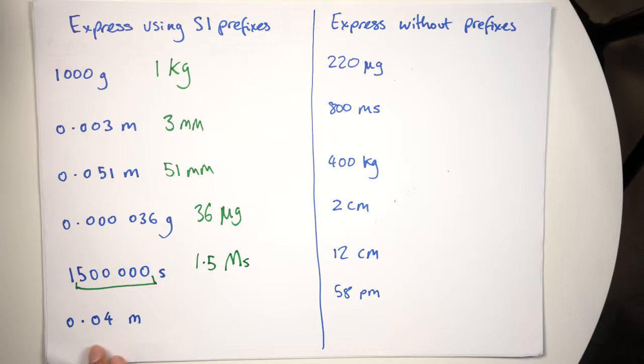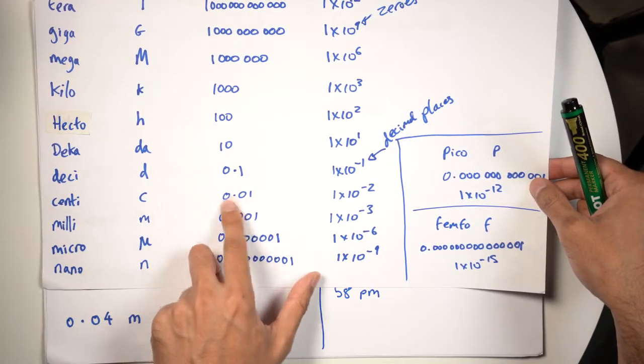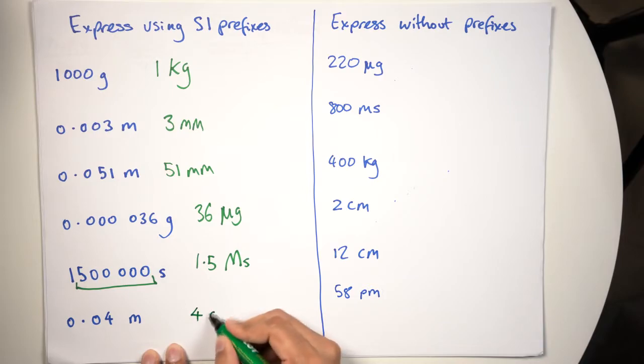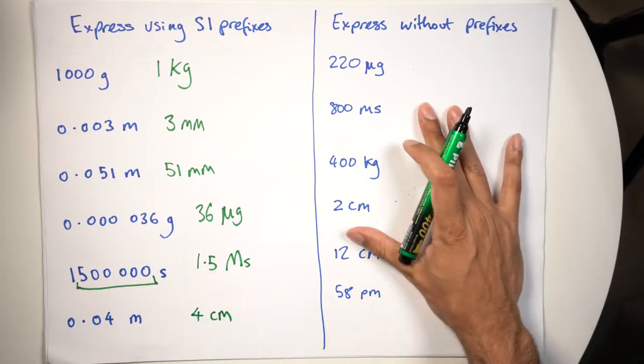And then the last one is 0.04. That's 2 decimal places. That's like a centi, 2 decimal places right here. So this one is the same as 4 centimeters, like that. Nice and easy. Let's do these ones.